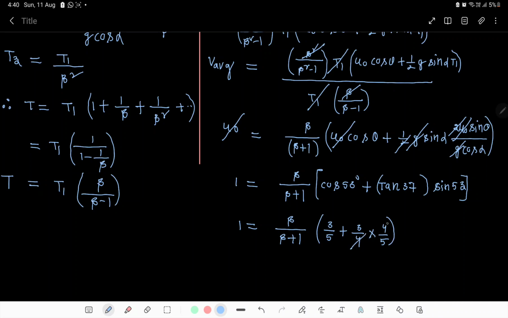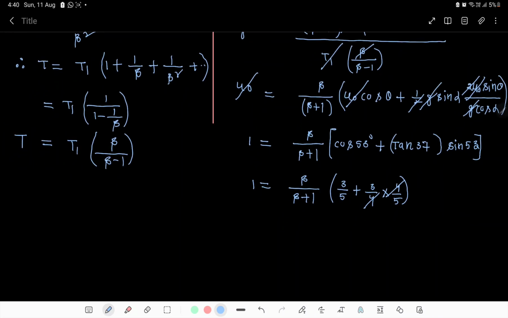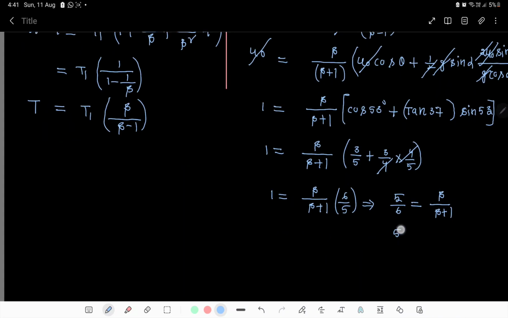So this 4 gets cancelled. We can write 1 equal to beta by beta plus 1 into 6 by 5. Therefore 5 by 6 is equal to beta by beta plus 1. Therefore 5 plus 5 beta equal to 6 beta, so 5 equal to beta. That is the answer for that question. Thank you.